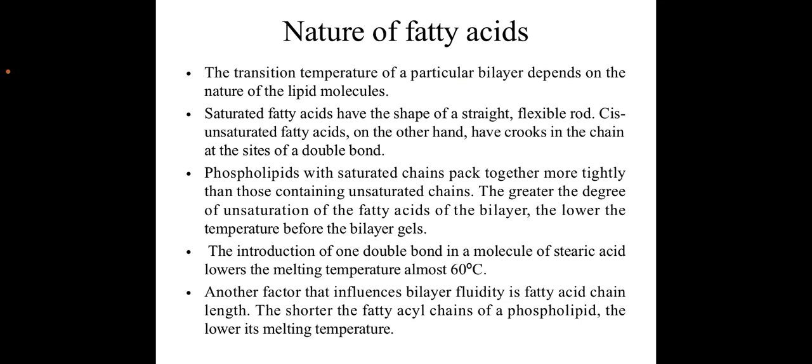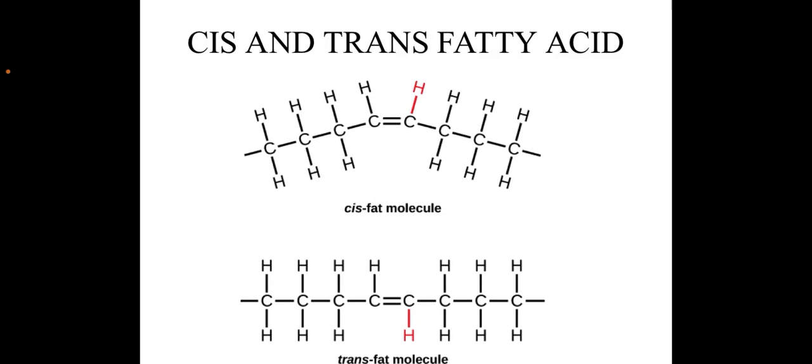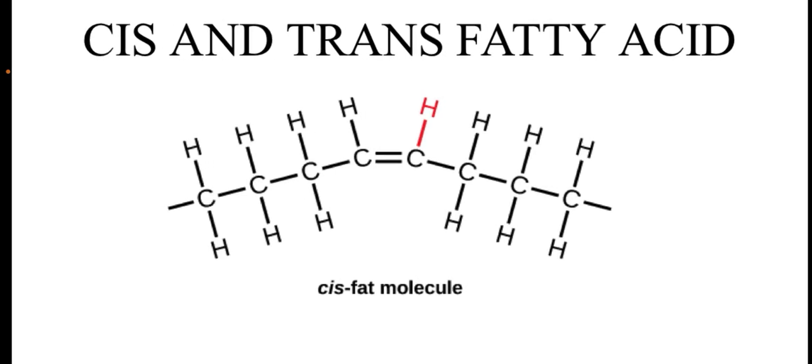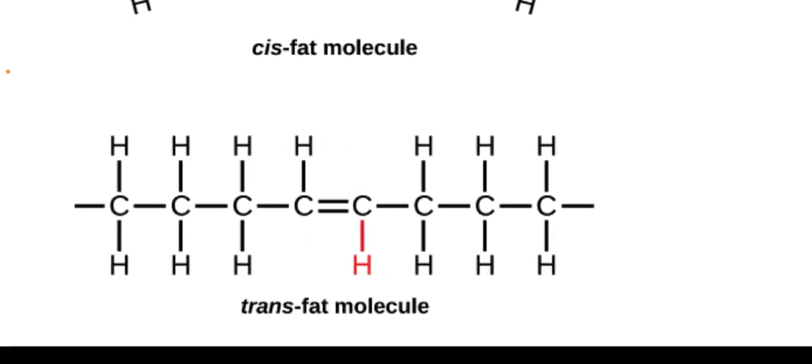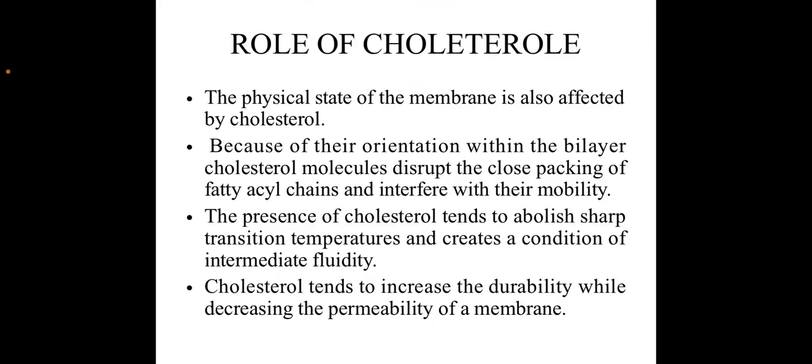The introduction of one double bond lowers the melting temperature of stearic acid by almost 60 degrees Celsius. The other factor that also affects bilayer fluidity is the fatty acid chain length. The shorter the fatty acid chains, the lower the melting point. The longer the fatty acid chain, the higher the melting point or temperature. As you can see in the first diagram, it is the cis fat containing the hydrogens on the same side. Opposite sides will be the trans. Trans means opposite. Cis means same.